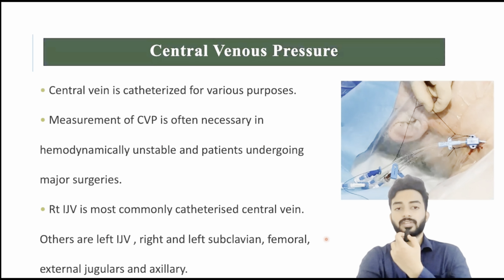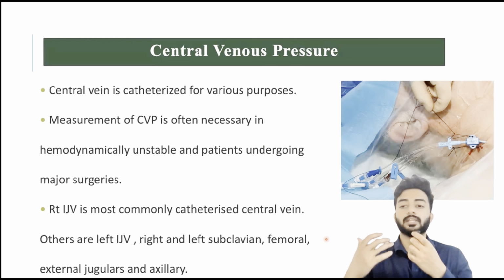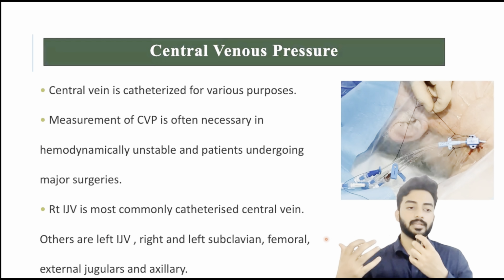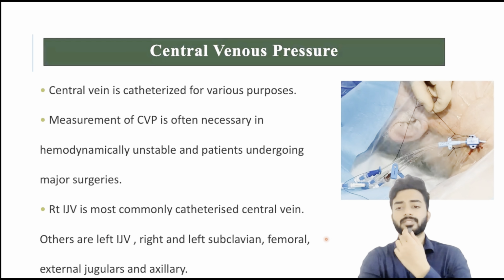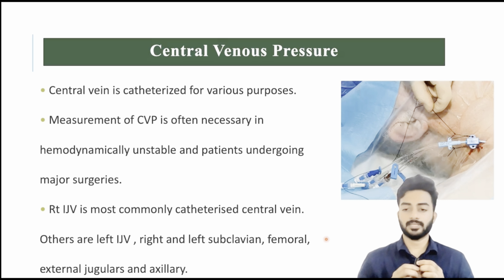Then we are going to central venous pressure. The central vein is catheterized for various purposes. It can be to monitor the CVP, to give drugs, to give blood, to connect high inotropes, vasopressors, etc., or something which has high osmolarity like potassium or TPN. Measurement of CVP is often necessary in hemodynamically unstable patients, or if you are anticipating it in neuroanesthesia, oncoanesthesia or cardiac anesthesia.